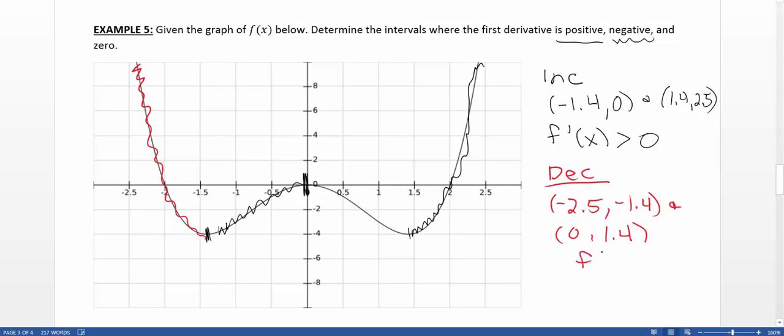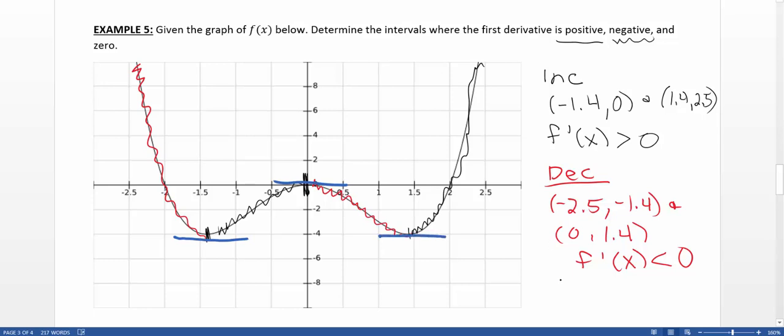So on those intervals, any tangent line we draw is going to have a negative slope. So the first derivative is going to be negative wherever the original function was decreasing. Then finally, we're going to have a 0 slope wherever we change from increasing to decreasing, and we have these horizontal tangent lines. Looks like there's 3 of them here.